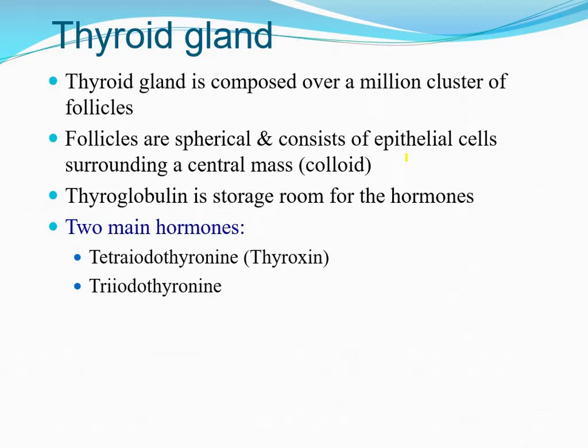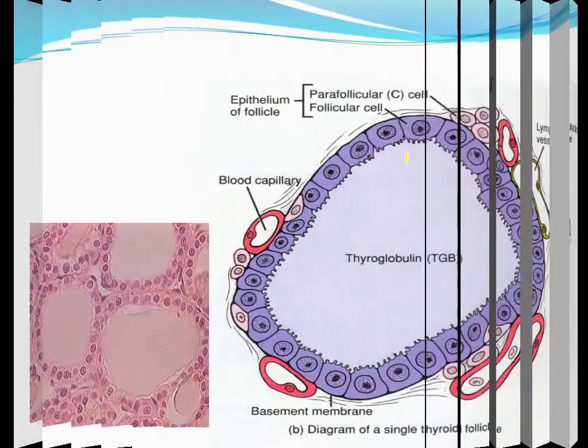The major hormones being secreted are thyroxine T4, or tetraiodothyronine, and triiodothyronine, that is T3. Of course, there is thyroid stimulating hormone, whose role is important in regulating these T3 and T4 hormones.